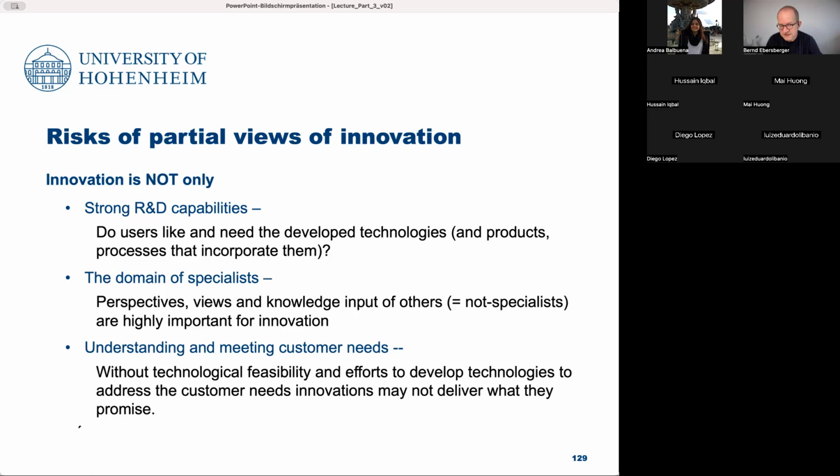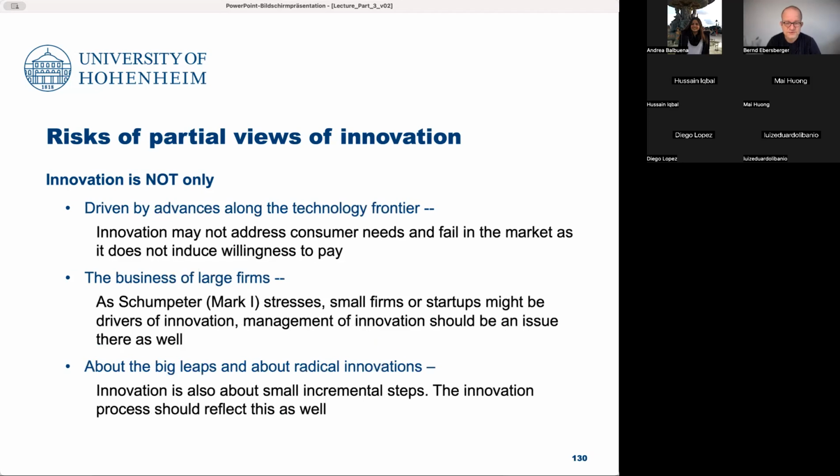And of course, as we said, it's not only R&D, but it's not only understanding and meeting consumer needs. I mean, if you understand that there is a consumer need out there, a customer problem that you want to solve, but you lack the technology, you lack the capabilities of generating an innovation, maybe generating a technology that helps solving this problem, everything will be futile. So that wouldn't work either. Only understanding the consumer doesn't do the trick either.